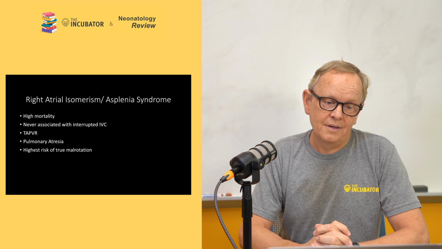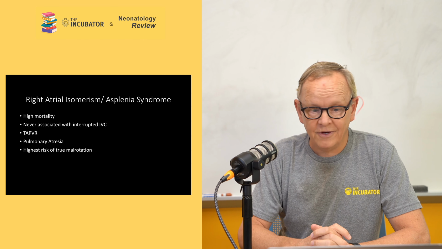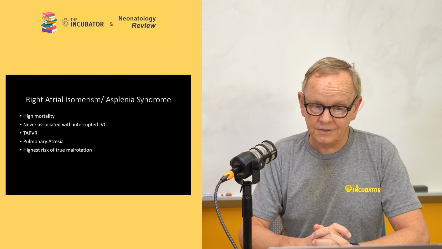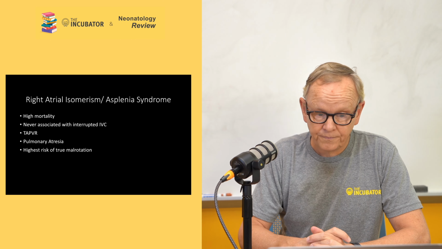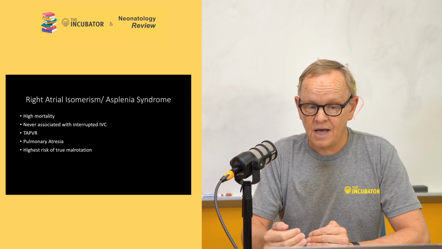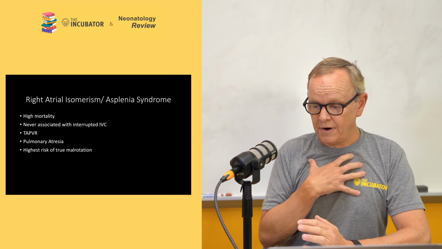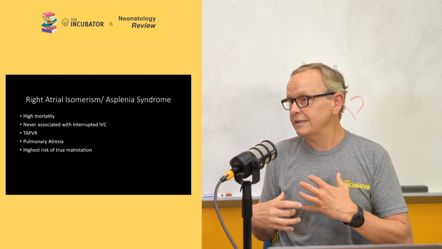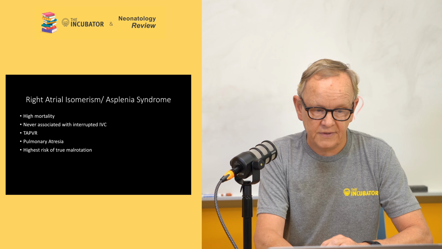Know that right atrial isomerism has slightly higher mortality. It's never associated with an interrupted inferior vena cava. It can be associated with total anomalous pulmonary venous return. It's not infrequently associated with pulmonary atresia. And it has the highest risk of malrotation because, similar to left-right differentiation of the heart and the lungs, the intestines have to be packed in correctly. And you will not have that organization of the intestines.